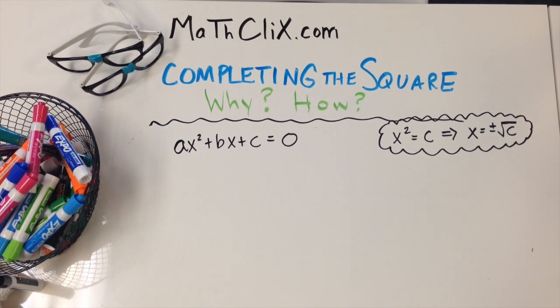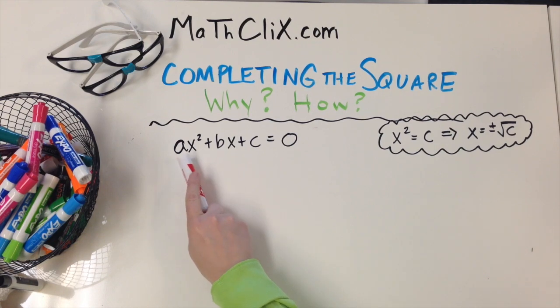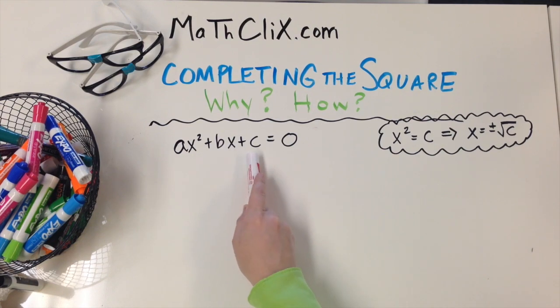Welcome to completing the square. Why do we do this? How do you do it? Well, it starts with a quadratic equation. A quadratic equation looks like ax squared plus bx plus c equals 0.